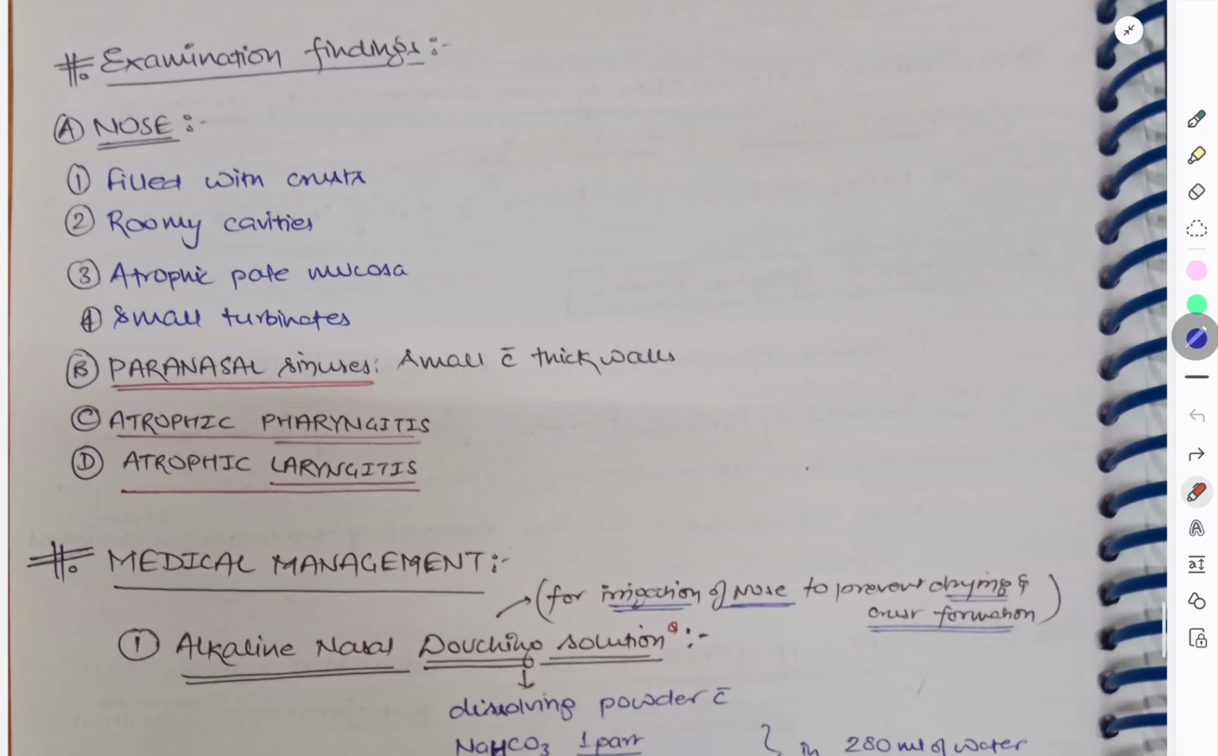Coming to examination findings, the nose is filled with crusts. Very important: roomy cavities, atrophic pale mucosa, and small turbinates. Coming to paranasal sinuses, they will also become small with thick walls. Then we can have atrophic pharyngitis and atrophic laryngitis also.